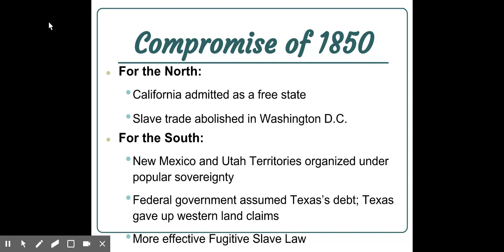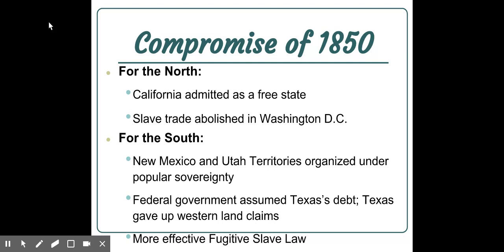And the South also gets something. And like it states, this is a compromise. So the Northerners have to compromise with the Southerners and vice versa. So the territories of New Mexico and Utah are going to be organized under popular sovereignty. They are going to be able to choose for themselves if they would like slavery in these territories or not.